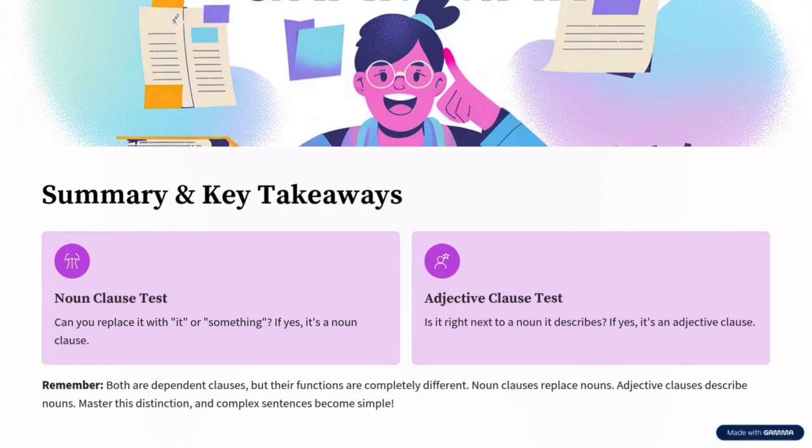So, to summarize, a noun clause acts as a noun, answering, what? A quick tip is to see if you can replace the clause with a pronoun like, it. An adjective clause describes a noun, answering, what kind, or, which one, and it will always be sitting right beside that noun.